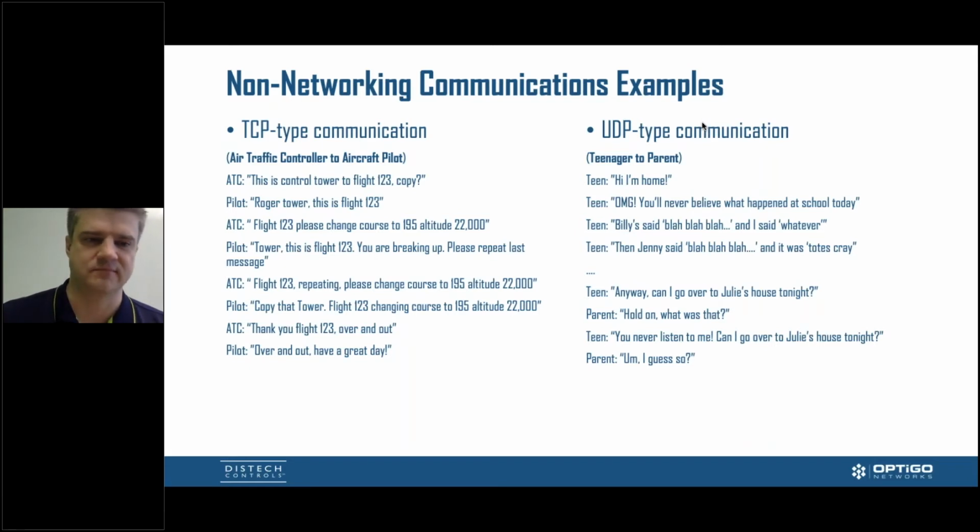So this is just a little script of an air traffic controller and a pilot. They use a specific terminology. This is a controller. Identify yourself, who you're talking to. Do you copy me? Roger, yes, I do. This is flight 123. So they're going back and forth, and the tower wants them to change their altitude and their course, and that's repeated back so they know.